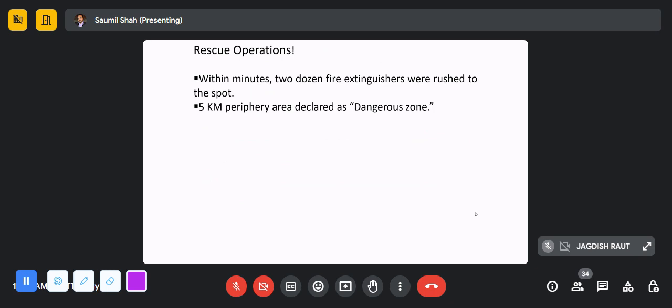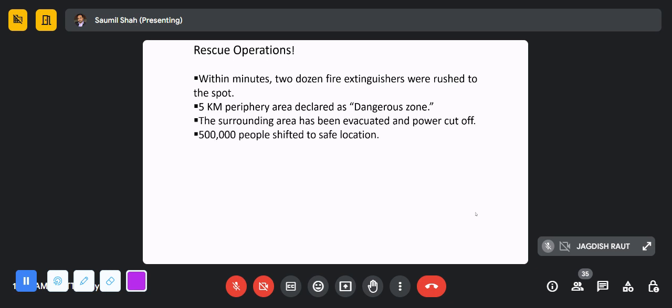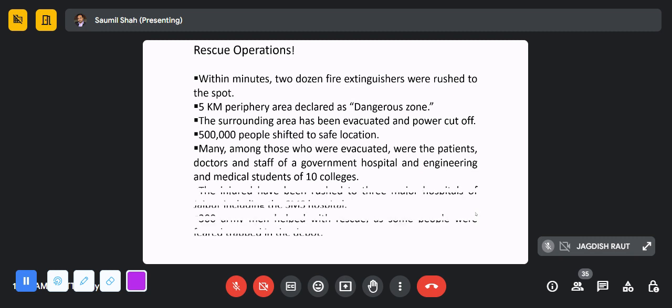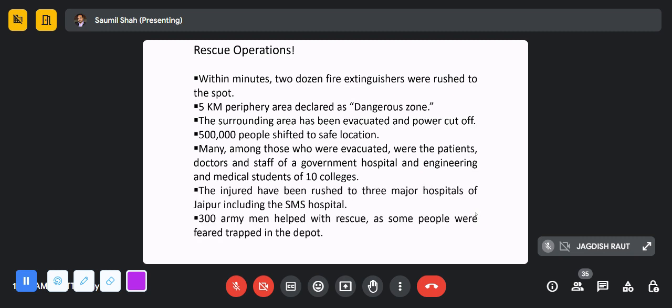So, what rescue operation was being done at that time? Within a minute, 2 dozen fire extinguishers were rushed to the spot because it was a very massive fire. A 5 kilometer peripheral area was declared a dangerous zone. The surrounding area was evacuated and power cut off. 5 lakh people were shifted to safe locations. Many among those evacuated were patients, doctors, and staff of the government hospitals and engineering and medical students of 10 colleges. The injured were rushed to three major hospitals of Jaipur. 300 army men helped with the rescue as some people were feared trapped in the depot.